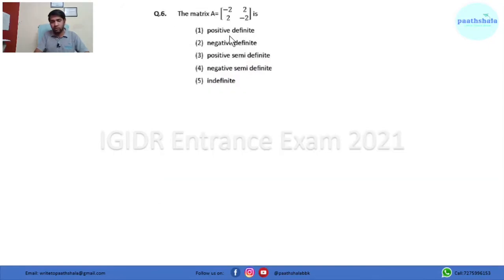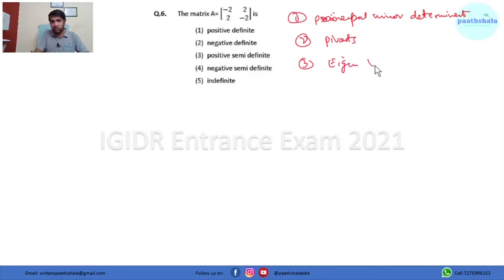What we basically have to assess is whether this is positive definite, negative definite, positive semi-definite, negative semi-definite, or indefinite. Basically, there are three methods to assess this nature. The first one is using principal minor determinants. Through this you can assess. Then using pivots, you can assess. And the third one is using eigenvalues. Now I'm going to use this method.